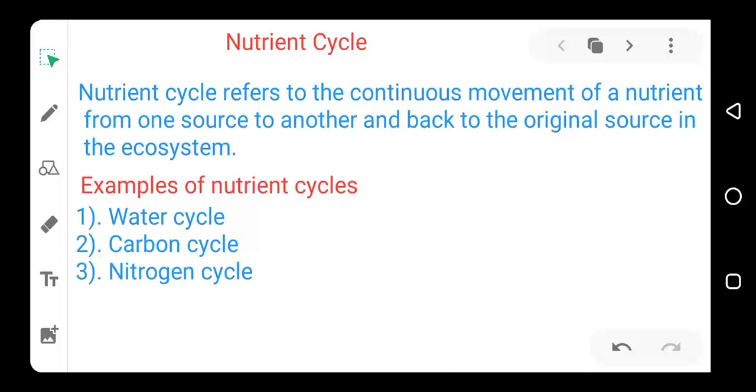Today we want to study a very important topic and we call it nutrient cycle. Nutrient cycle is talking about the way nutrient or food is circulated in the ecosystem from its original source to other sources and then back to its original source.